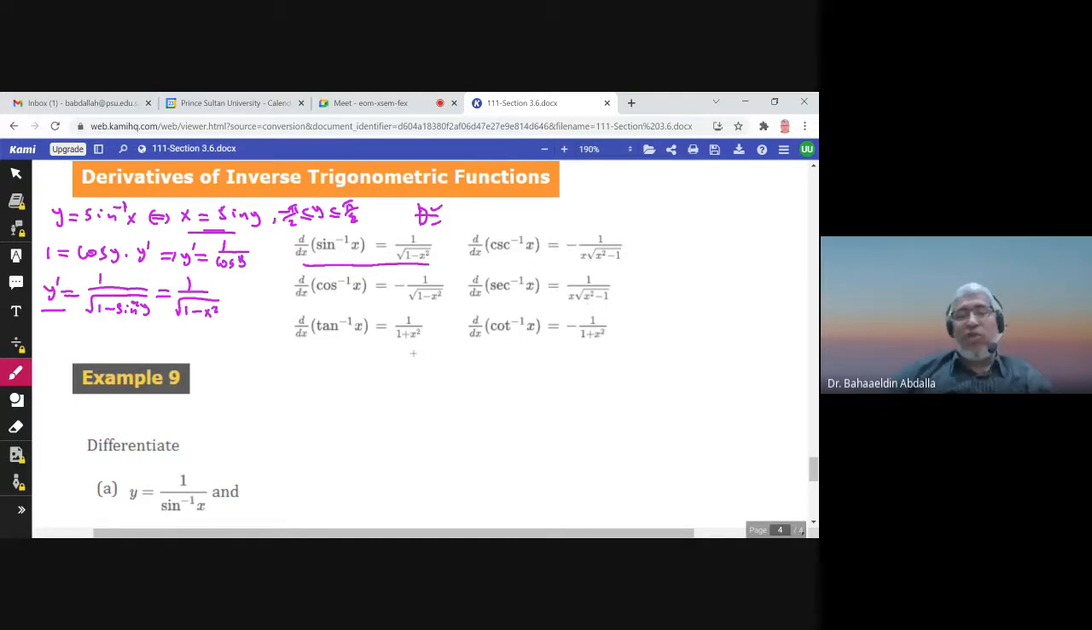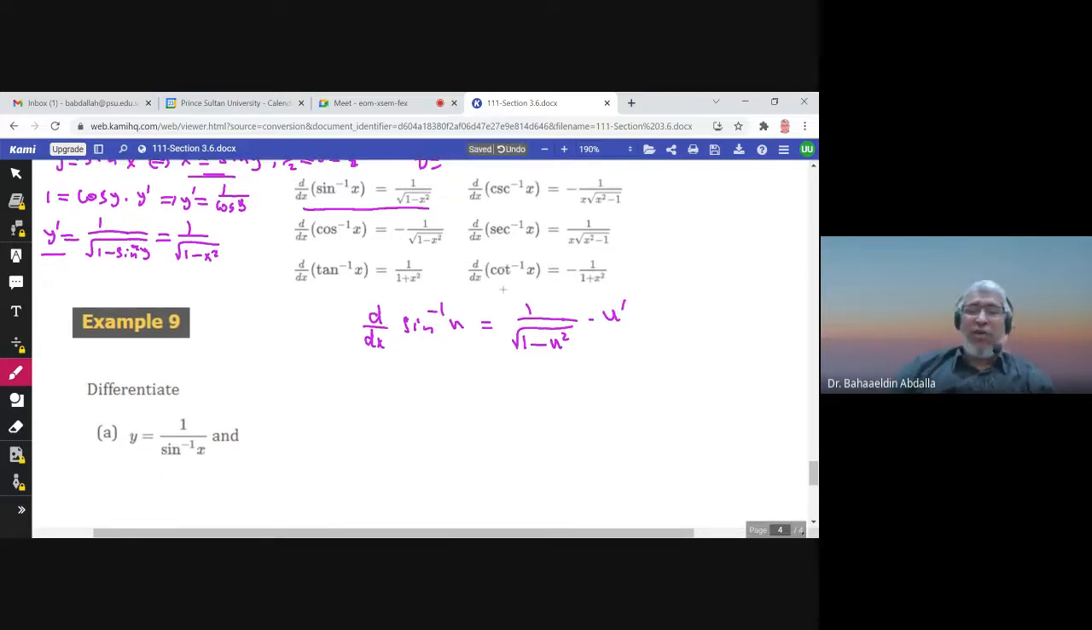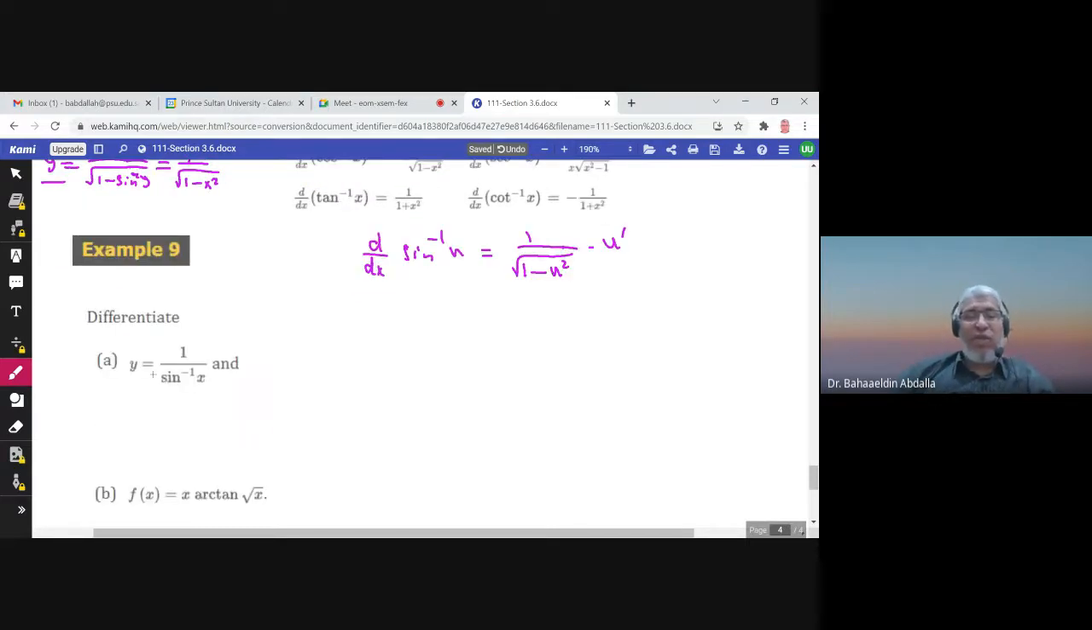And of course, you can use the chain rule here, and you can replace x by u. So for example, to find the derivative of sine inverse u, you will have 1 over the square root of 1 minus u square times u prime. You can do that for all the other 5 formulas. So here, for example, differentiate this function.